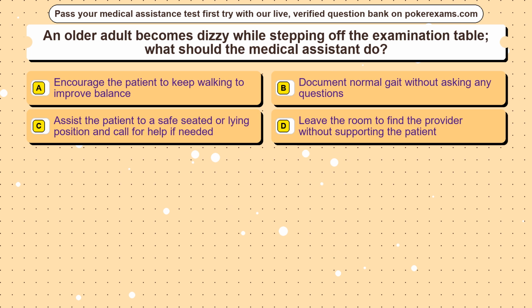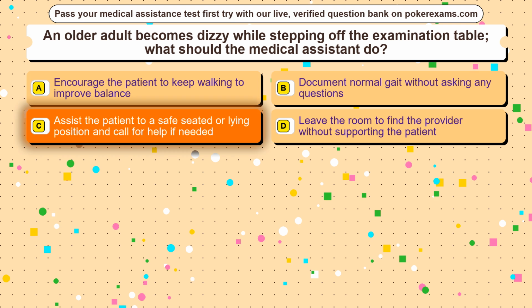Question 52. An older adult becomes dizzy while stepping off the examination table. What should the medical assistant do? Option A. Encourage the patient to keep walking to improve balance. Option B. Document normal gait without asking any questions. Option C. Assist the patient to a safe seated or lying position and call for help if needed. Option D. Leave the room to find the provider without supporting the patient.